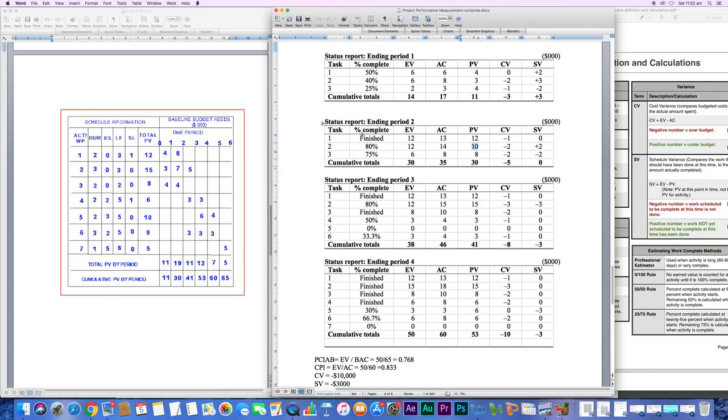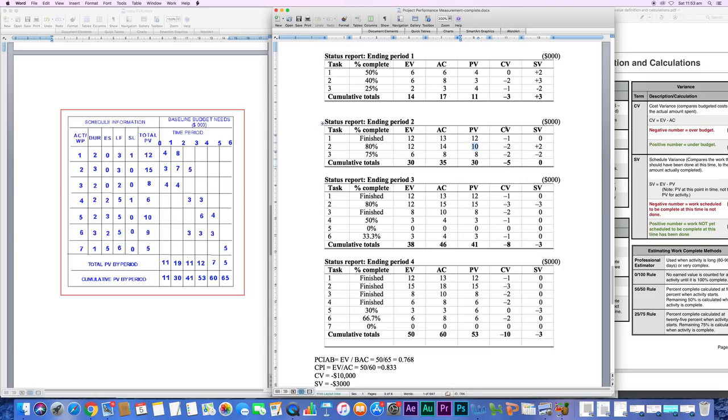And then percentage complete. 1 is finished. So we've got earned value of the total PV, 12. For the second activity, we completed 80%. So 80 times 15, which is the total PV for activity 2, that's 12. And for activity 3, it's given to us that the percentage complete is 75%. 75 times 8, that's 6. We add the cumulative numbers and we calculate CV. Remember, CV, earned value minus actual cost. And we calculate schedule value, which is earned value minus planned value.